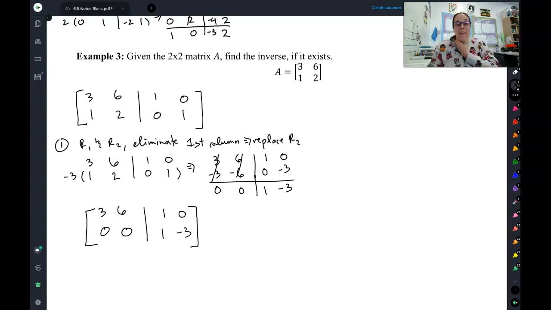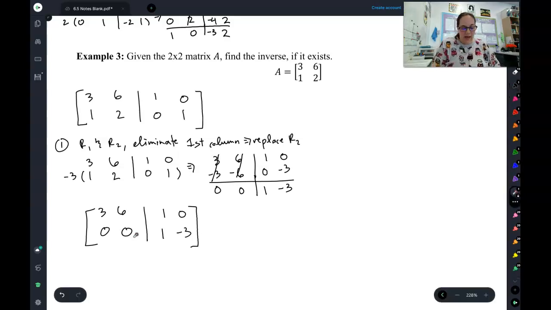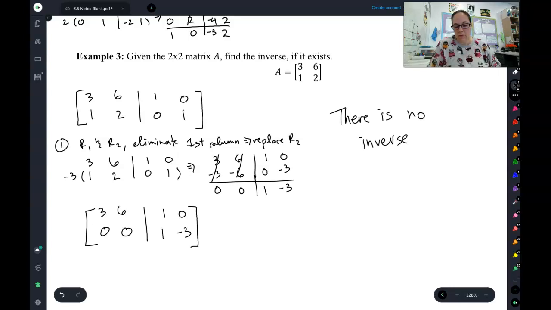Now, at this point, because I have a row of zeros here, we now know that finding the inverse of this matrix is not possible. That is why in the instructions it says if it exists. Once you get a row of zeros, then we can say there is no inverse for matrix A. We can be done.